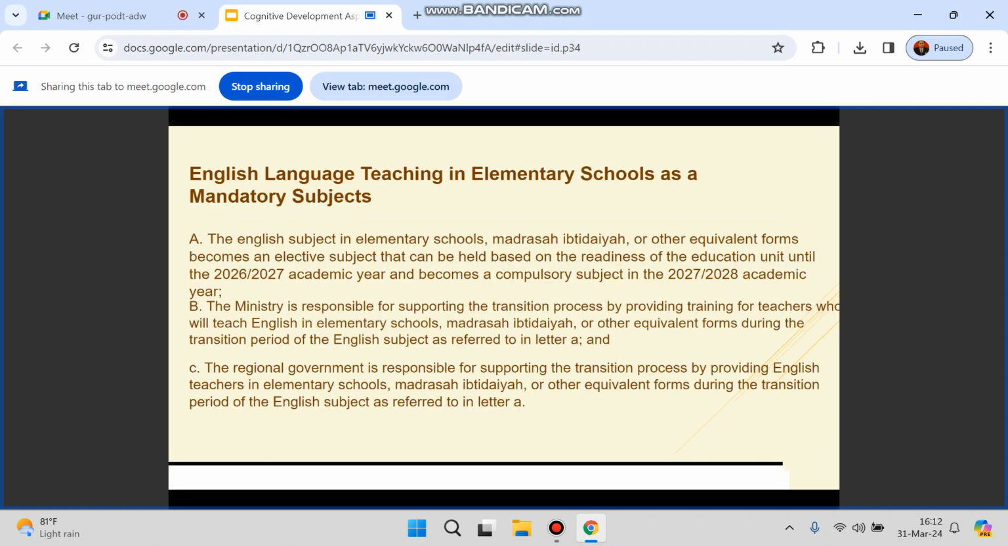The last one is English language teaching in elementary school as a mandatory subject. The English subject in elementary school, Madrasah Ibtidaiyah, or we call it religious school in Islam or other equivalent form, becomes an elective subject, which can be held by the education unit until the 2026 to 2027 academic year, and becomes a compulsory subject from the 2027 to 2028 academic year. The minister is responsible to support the transition process, and the regional government is responsible to support the transition process by providing English teachers in elementary schools, madrasah ibtidaiyah, or equivalent forms.